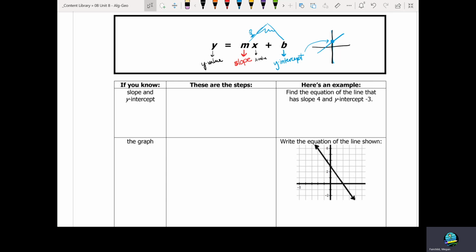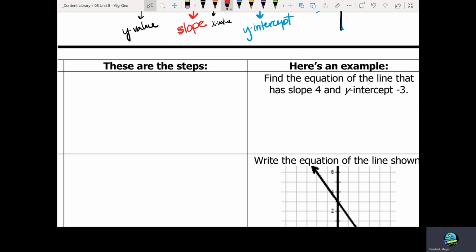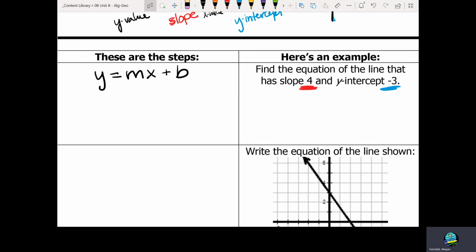All right. First thing, if you know a slope and the y-intercept, it's very easy because they give you the slope and they give you the y-intercept. So what you're going to do is write down your formula, which is y equals mx plus b. I would just suggest you write it down every time so you know where to plug things in. Slope is 4, so that's your m. So instead of m, I'm going to write 4. Y-intercept is negative 3. That's your b. So instead of b, I'm going to write negative 3.